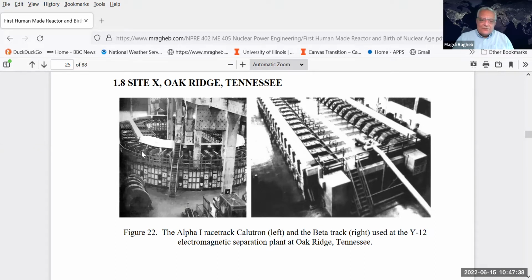This structure here produced only gram quantities for studies. It was not enough, so they supplemented it with another racetrack, as they called them. That is the alpha 1 track, and that's a beta track on the right. In that case, they had to use tremendous amounts of electricity. That's why they built it at Oak Ridge, Tennessee.